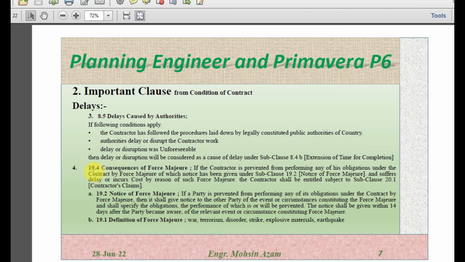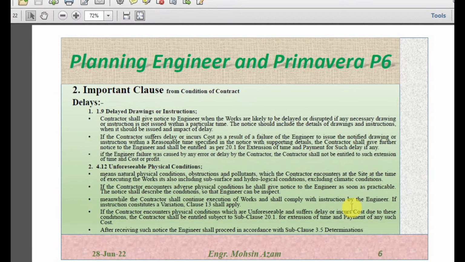So what will be the consequences of the force majeure? The consequences will be: if the contractor is prevented from performing any of its obligations under the contract by force majeure, of which notice has been issued as we discussed, within 14 days under 19.2, and suffers delay or cost or increase in cost or budget of the project due to force majeure, the contractor shall be entitled to an extension of time and to the cost incurred under subclause 20.1, which is contractor claims.